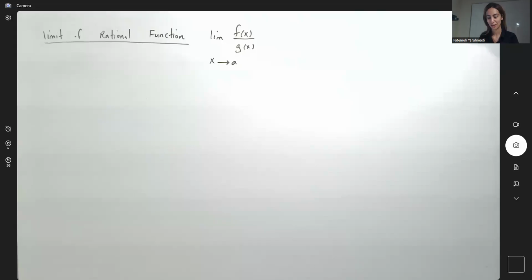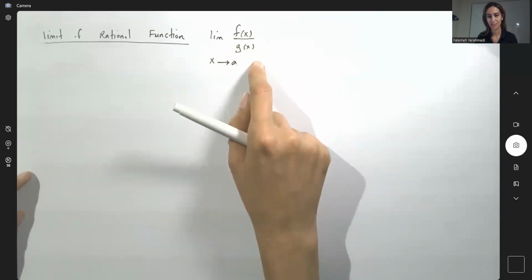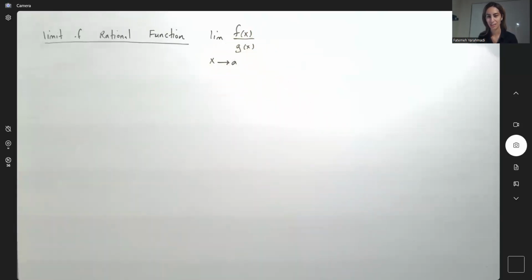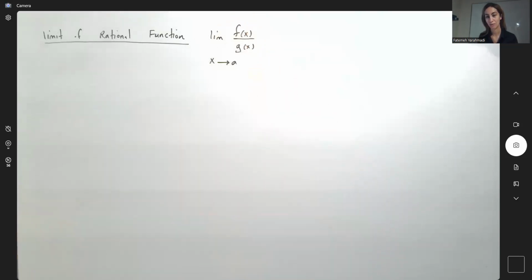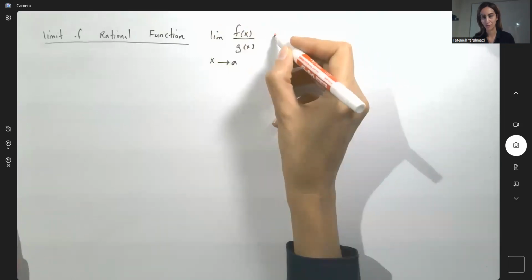So we're going to talk about the limit of rational functions. The limit of f of x divided by g of x as x approaches a. It's super important to pause and think about these types of functions first. You need to analyze the domain of this function. So make sure to find the domain of the function.